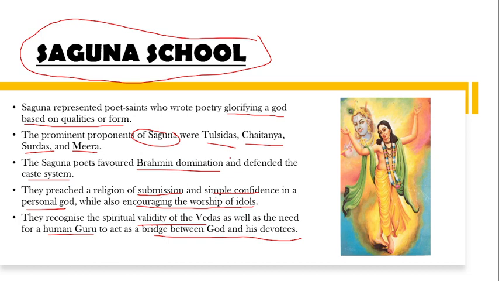See here, the Nirguna opposed Brahmin domination. They also opposed the caste system. They also said we are monotheistic and there is no need of any human guru to act as a bridge, and they did not support the validity of the Vedas, which is opposite to the Saguna school of Bhakti.